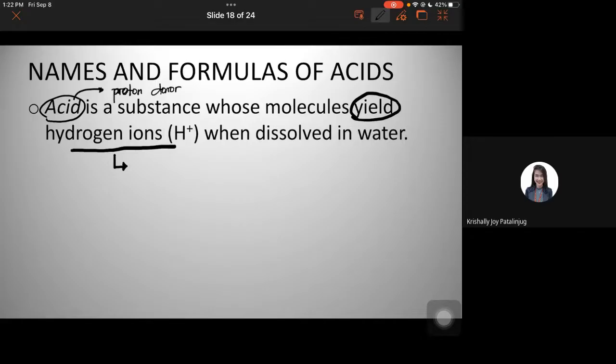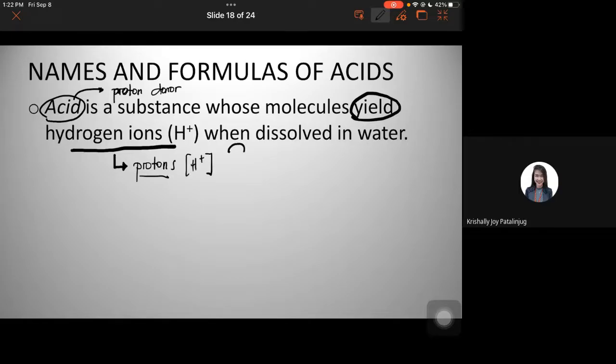Based on the definition, hydrogen ions are released when dissolved in water. The hydrogen ion, we are also referring to here as protons. So when you hear about H+ or hydrogen ions, that is also referred to as protons. And protons, again, is H+.